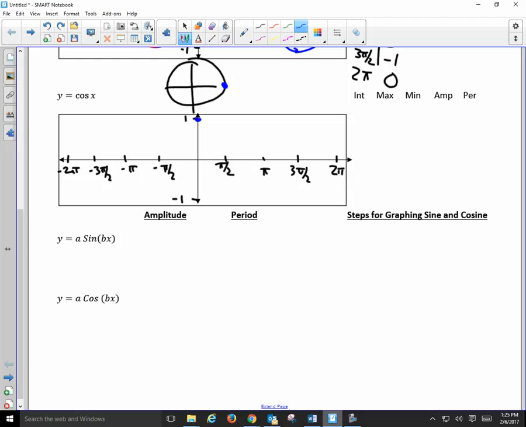What is the x value at pi over 2? I'm not going to say it this time. You're going to have to speak up and be courageous. 0. What about the x value at pi? Negative 1. The x value at 3 pi over 2 is back to 0. And the x value at 2 pi is back up to 1.